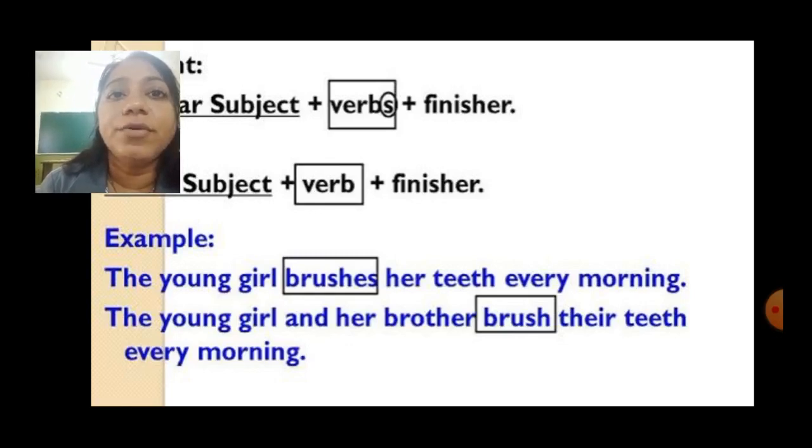Now let's take a plural subject example. The young girl and her brother. Here we are talking about two persons, so it is a plural subject. So we will not add anything. We will just put the base form of the verb brush. Brush their teeth every morning.